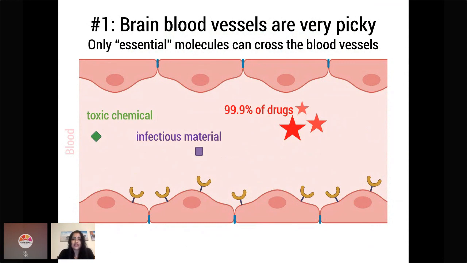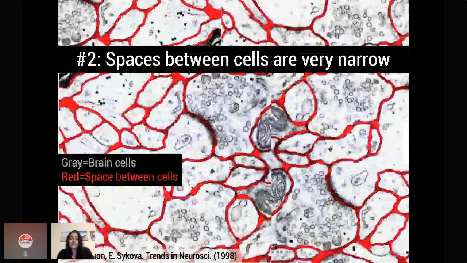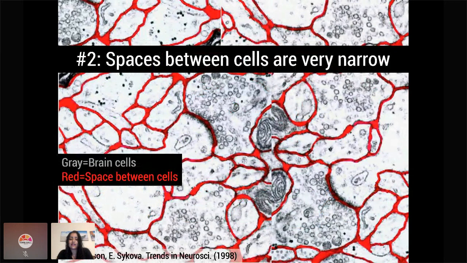So that's the first explanation for why a medicine that might work perfectly for the rest of your body would not be effective in your brain. If a drug is able to get past the blood vessels, it then has to navigate these narrow spaces in between brain cells in order to end up in a diseased area.